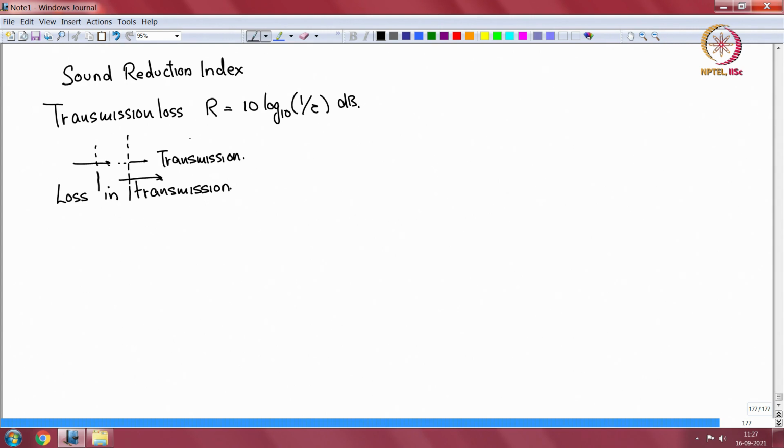Sometimes you have some machinery running on this side and you want silence on this side, which means you want high transmission loss, and it is defined in this way. The inverse of transmission itself is an indicator.